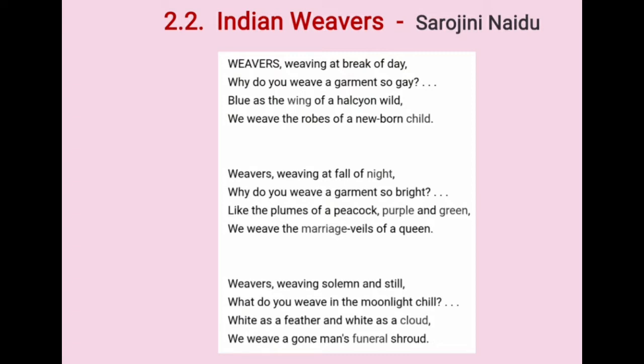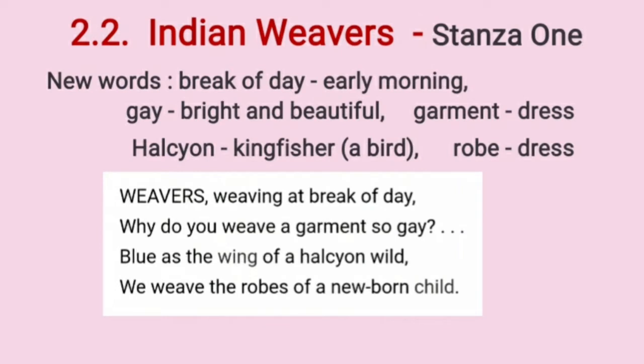These are the poetic lines. These are the three stanzas. Now come to stanza number one. Weavers weaving at break of day, why do you weave a garment so gay? Blue as the wing of a halcyon wild, we weave the robes of a newborn child.